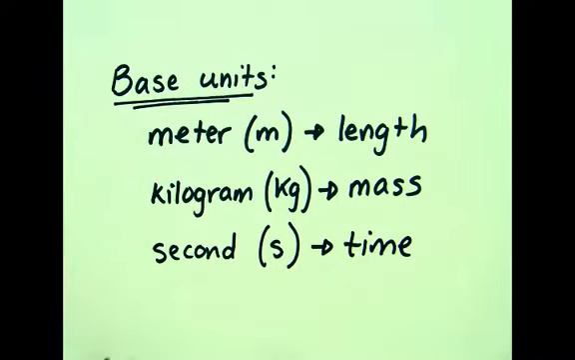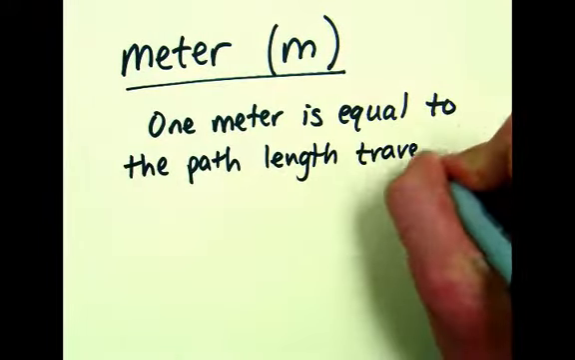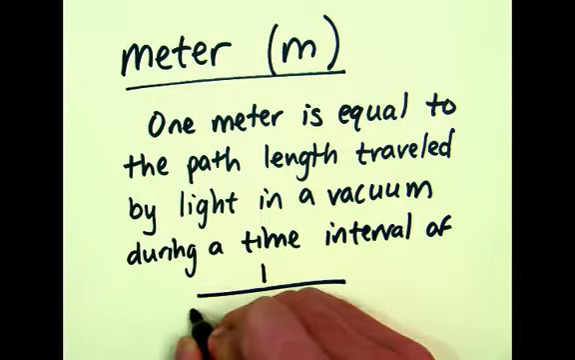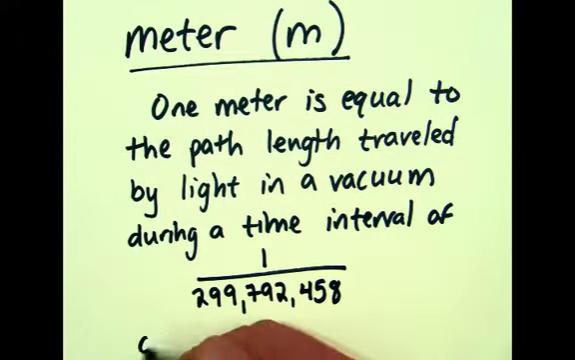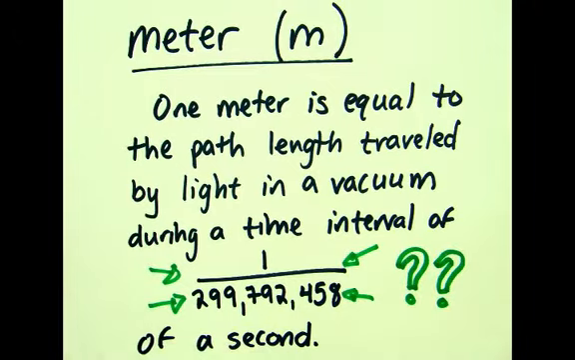Now, what are they? Well, first, let's look at the meter. 1 meter is equal to the path length traveled by light in a vacuum during a time interval of, get it, 1/299,792,458 of a second. Now, you might be looking at this and thinking, where did that fraction come from? Well, we'll talk about that in just a minute.